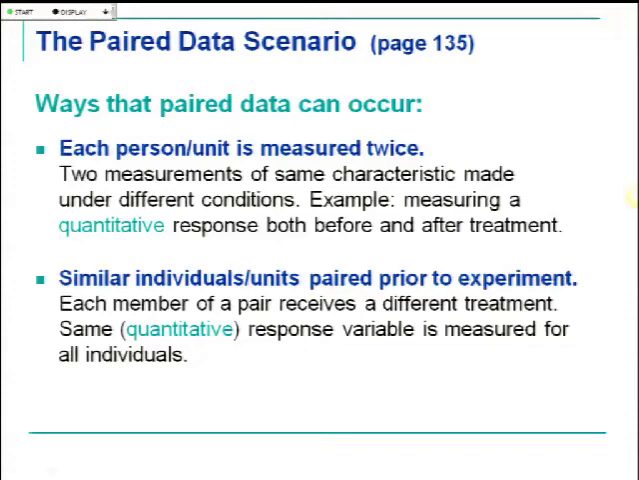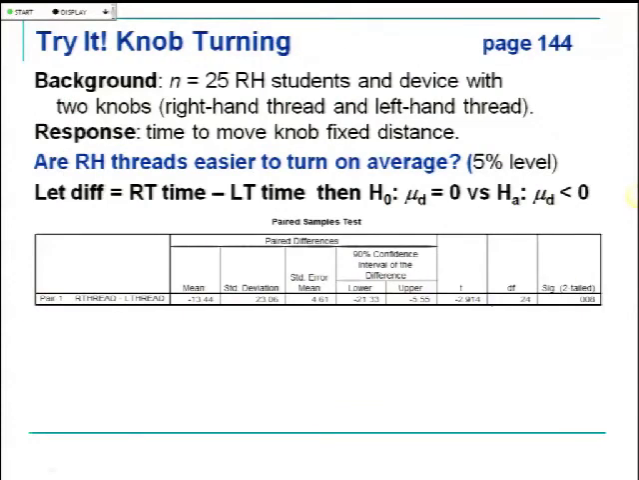Did we have each person or item measured twice, either under 2 conditions or a before and after? Or did we have a putting of individuals or items together that go together, are matched or paired specifically based on other characteristics? So you'll be asked to identify which of those is the paired data scenario background for that homework question. We were on page 144, where we were looking through and analyzing this data on this knob turning experiment, where we had each person, each of the 25 right-handed students, being measured twice under 2 different conditions.